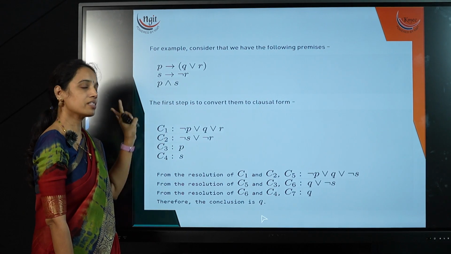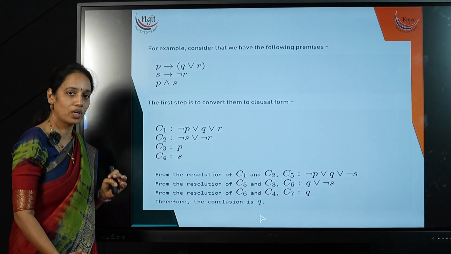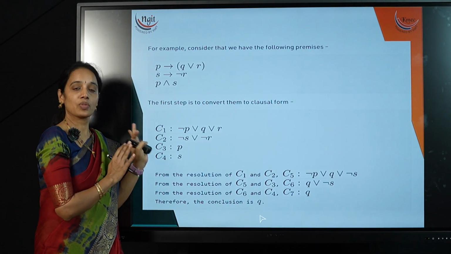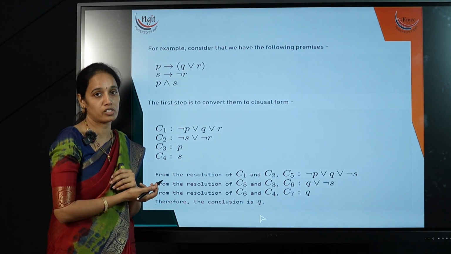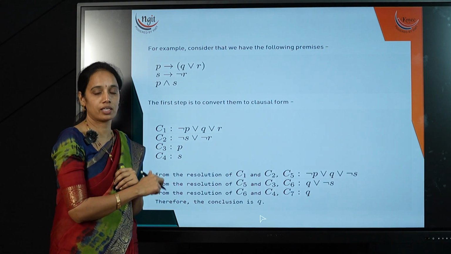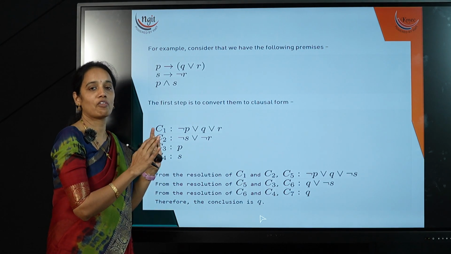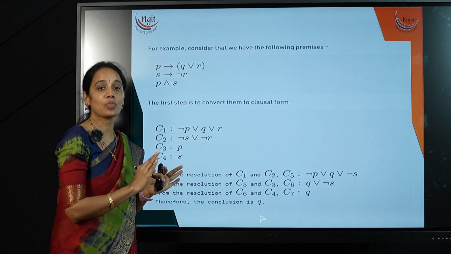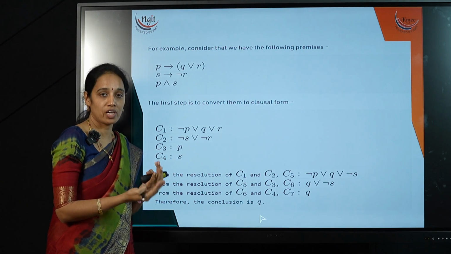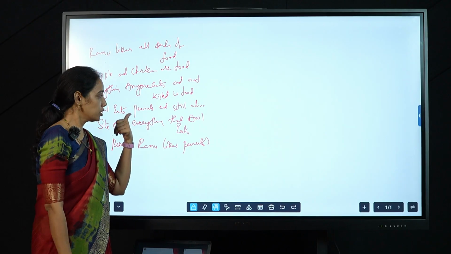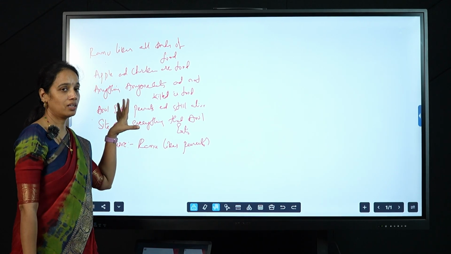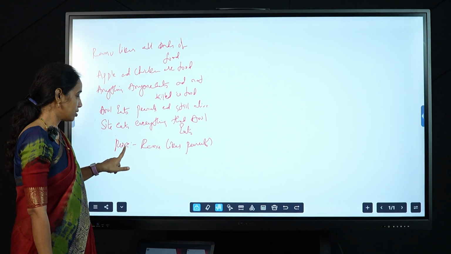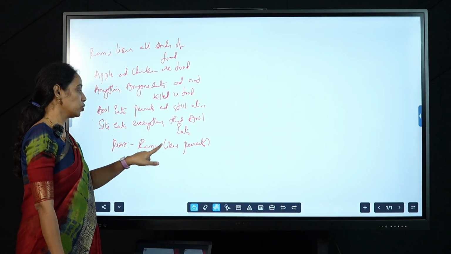So this is how it works for a simple example. Let us discuss one more example. Given some facts, you have to prove that the conclusion is a valid conclusion using the resolution refutation principle. Let us see how facts can be converted into clause form and how with the help of resolution we find the conclusion. These are the facts given, and from these facts we are asked to prove the conclusion.